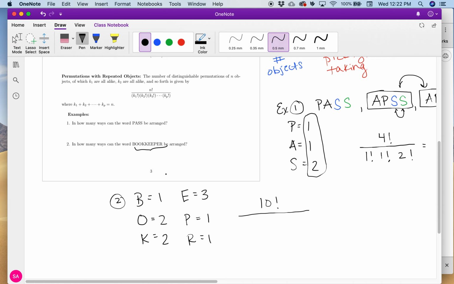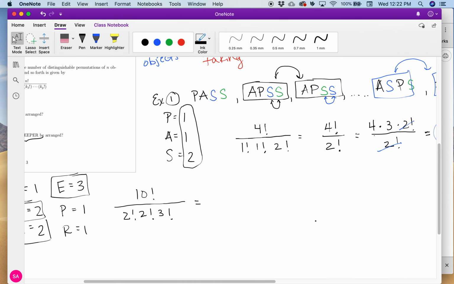But remember, 1 factorial is just 1. So just to keep life a little bit simple and not having to write everything out, I'm going to focus on all the ones that aren't a 1. And we're going to be dividing by these numbers factorial. So 2 factorial, 2 factorial, 3 factorial.